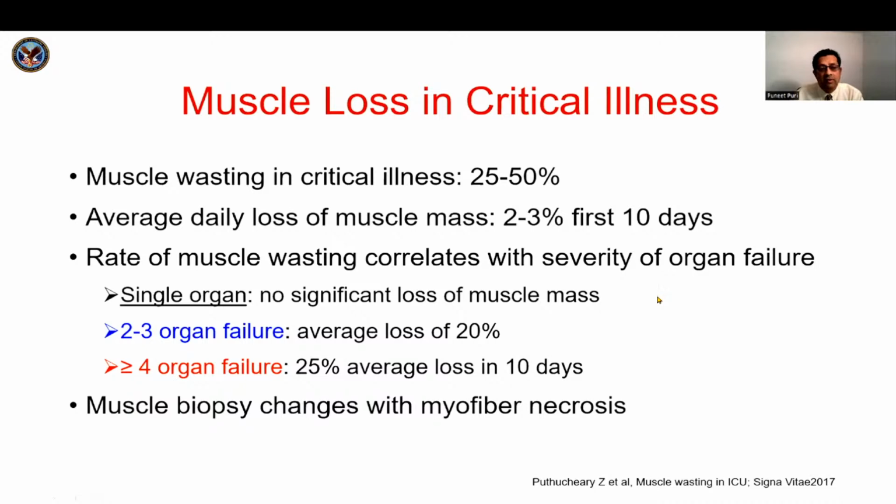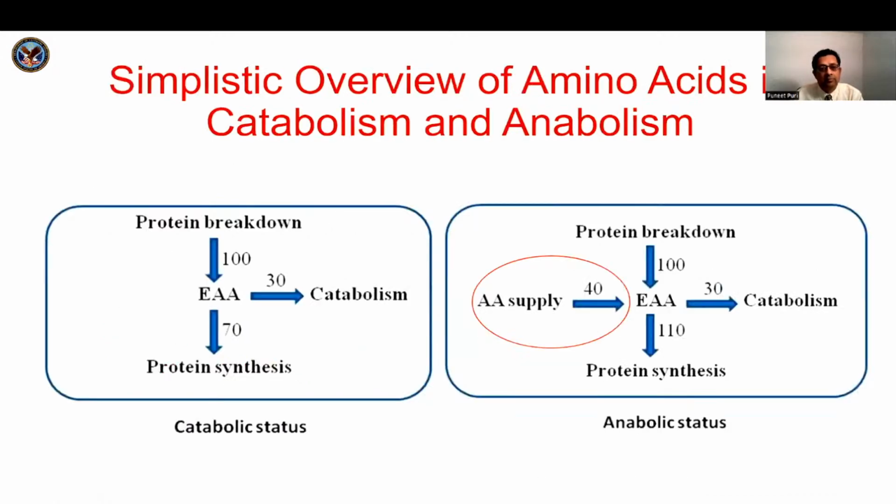Even with single organ failure, there's no significant additional loss. But with 2 to 3 organ failures, the average loss is close to 20%. And with 4 or more organs, it's 25% average loss within 10 days. Such a profound catabolic condition. These changes can also be seen with myofibril necrosis on muscle biopsy.